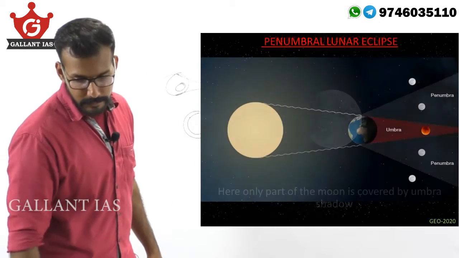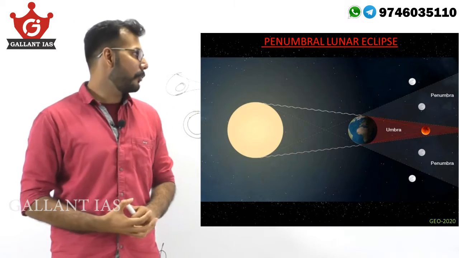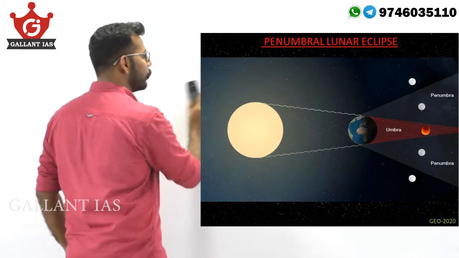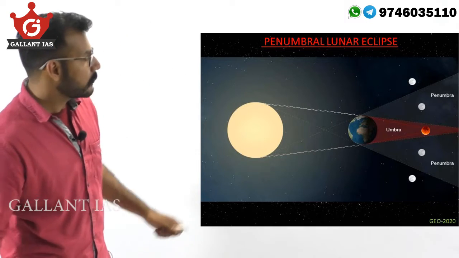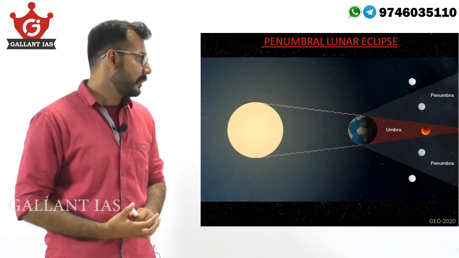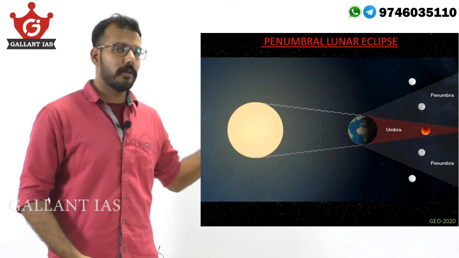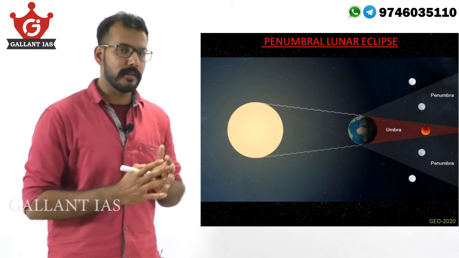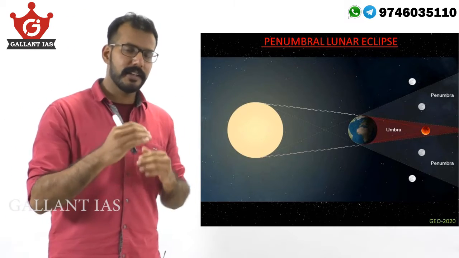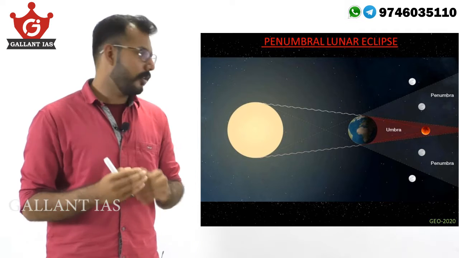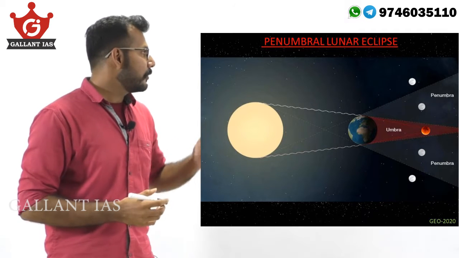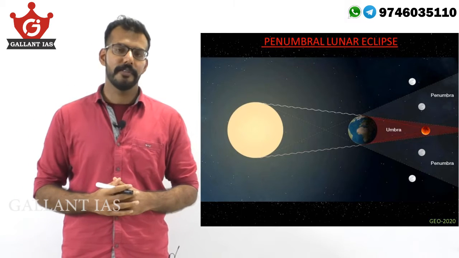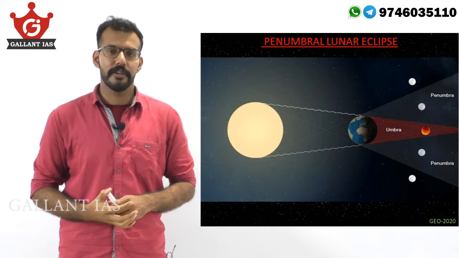Now the third kind, that is the penumbral lunar eclipse. As the name suggests, this happens when the moon moves into the penumbral shadow region of the earth. It is not in the umbral shadow region to be called a total lunar eclipse, but in the penumbral shadow region. This is a little hard to see because it only causes a very little dip in the brightness of the moon. So this is the kind of lunar eclipse that we are going to witness on 10th January 2020.